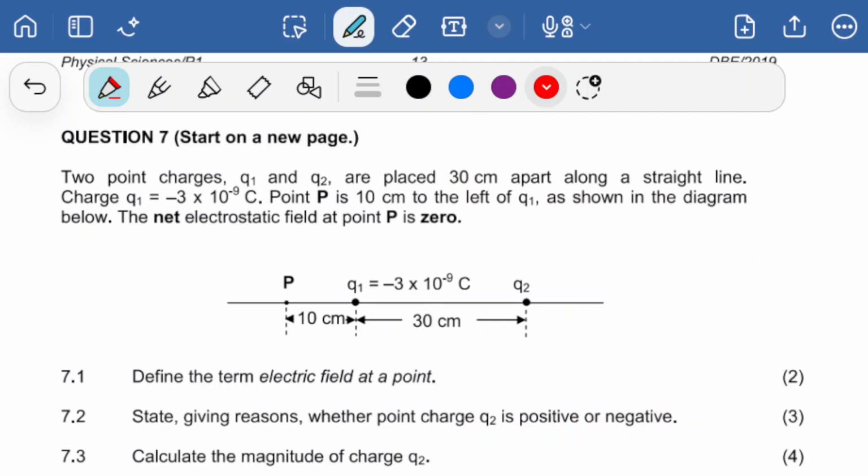Looking at this, charge Q2 is positive. Why is it positive? Because they told us that the net electrostatic field at P is zero. We need an opposing charge to cancel that one. If both were negative, they can't cancel each other because they go in the same direction.